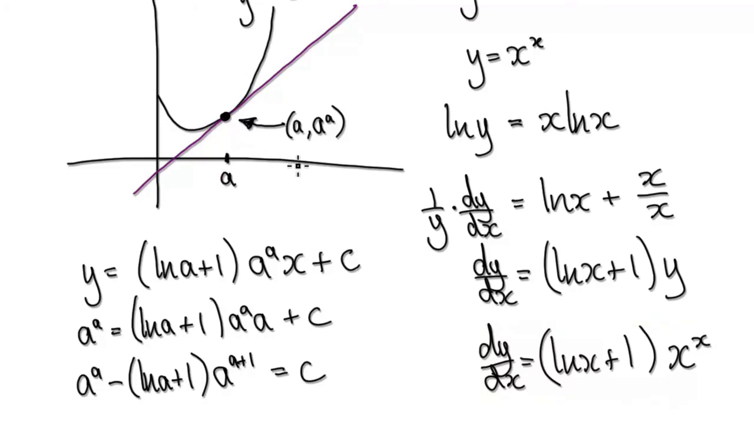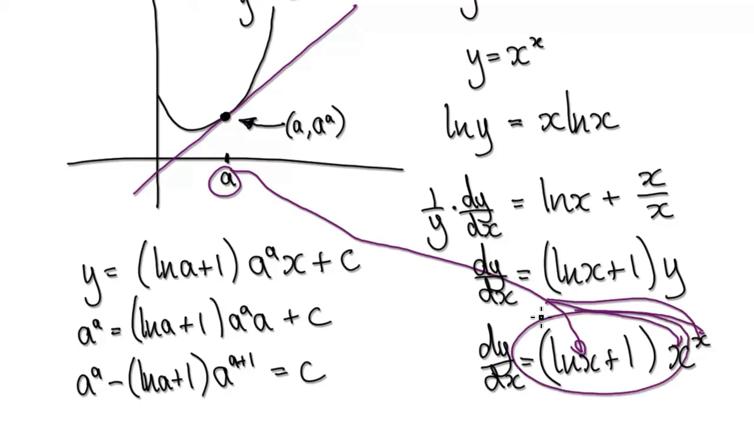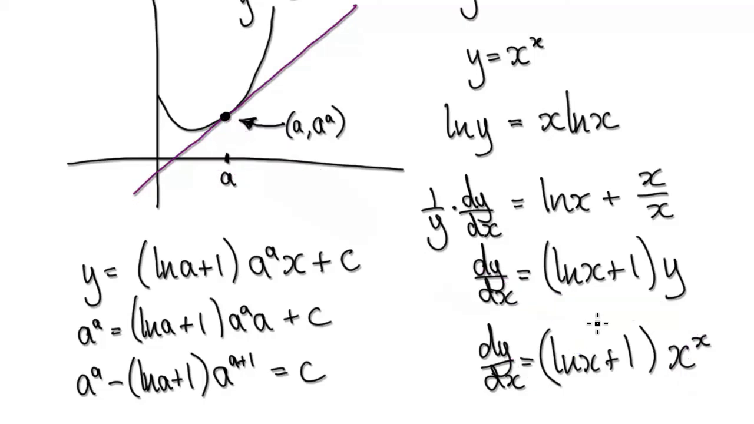So we would put a into here, and into here. That will then give us the gradient at this point here. So when you put a into here, and into here, it will then give us this thing here.